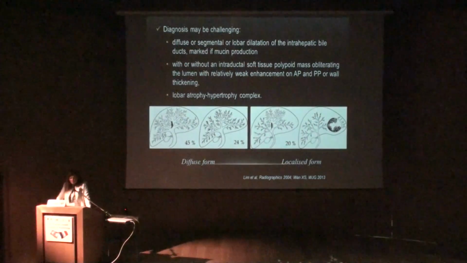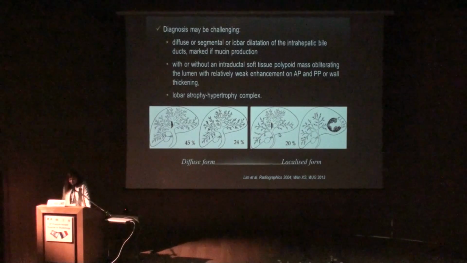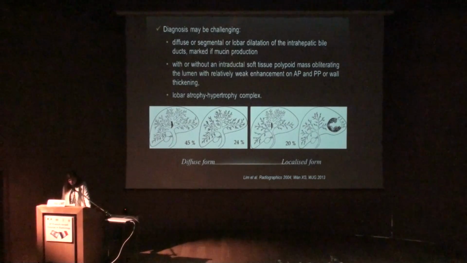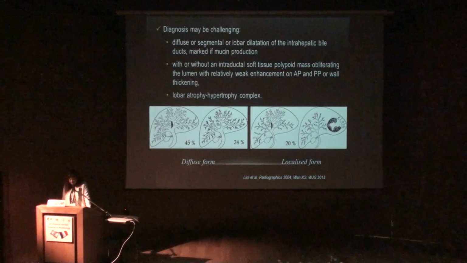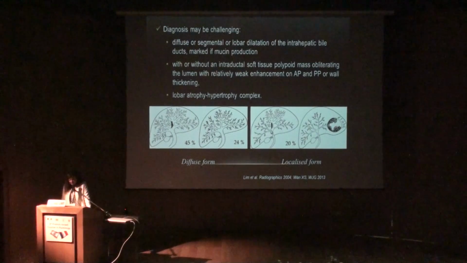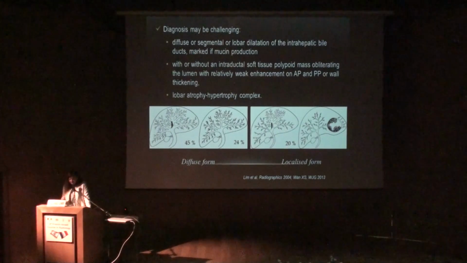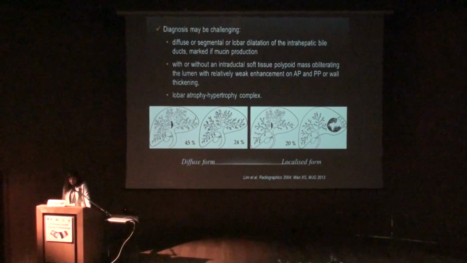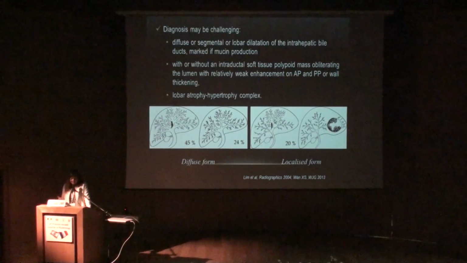The diagnosis of this tumor may be challenging because you may have a diffuse form or a lobar dilatation of the intrahepatic bile duct, and this lobar dilatation is marked if there is mucin production. And you can see that with or without an intraductal soft tissue polypoid mass, obliterating the lumen. And when you see this mass, usually there is a relatively weak enhancement in arterial phase or portal phase, and sometimes you can have just a wall thickening. And because of this mucin production and the localized form, you can see a lobar atrophy-hypertrophy complex.